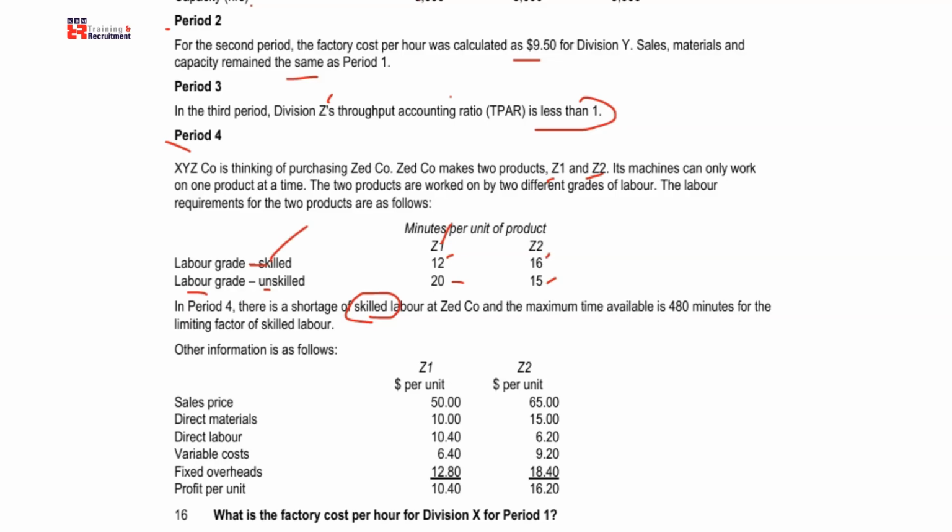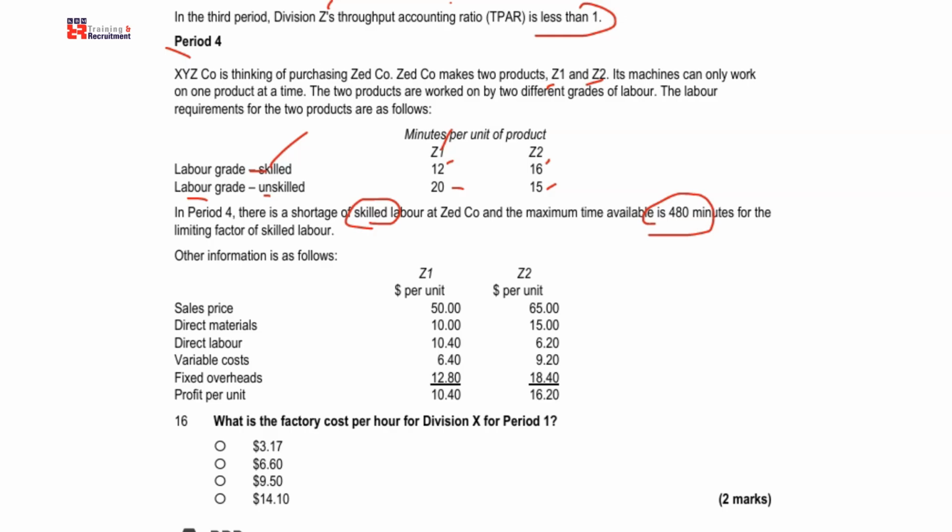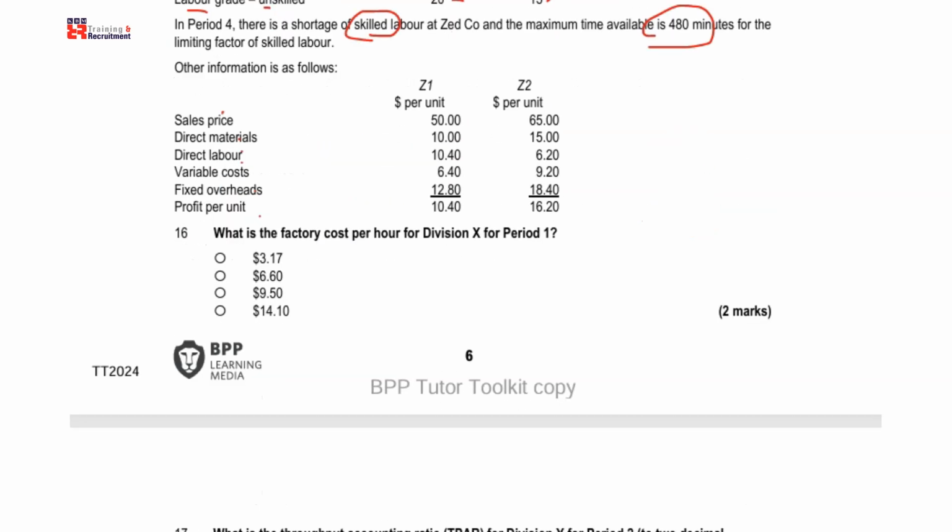And for Zco, the maximum time available is 480 minutes. So we would like to produce the product that gives us higher contribution per unit of limiting factor. Other information is given: sales, material, labor, variable, fixed overhead, profit per unit. Because we are doing throughput accounting, the higher the throughput contribution per unit of limiting factor, the better. So a few questions are there, starting with question number 1.